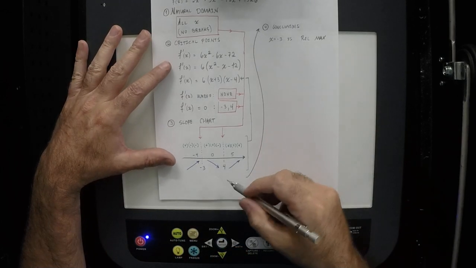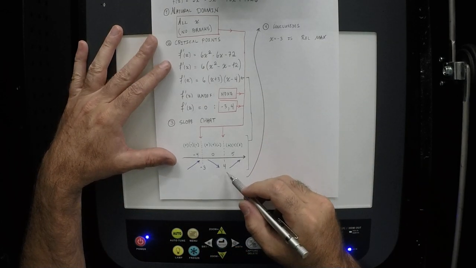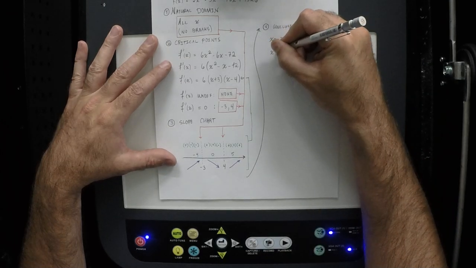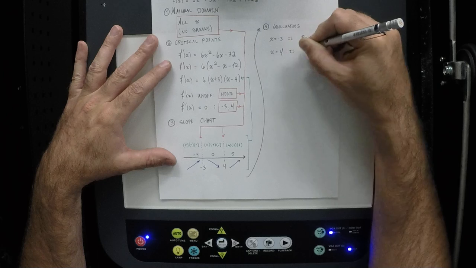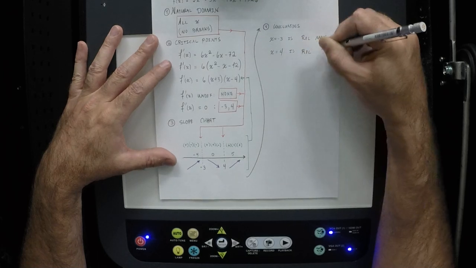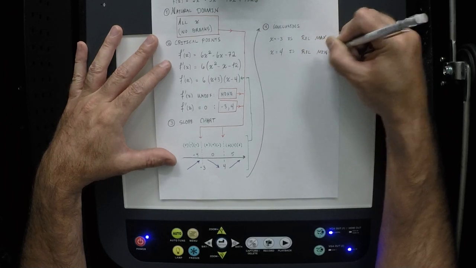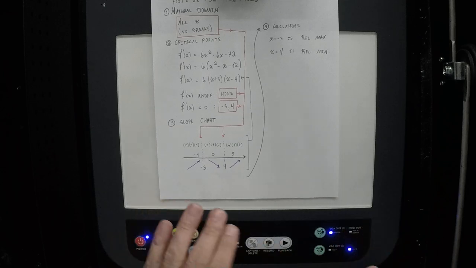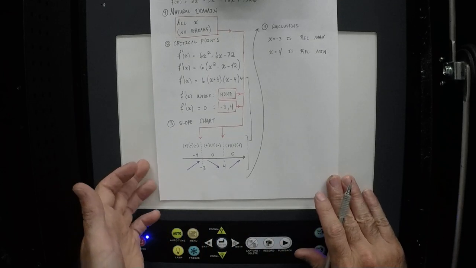Okay, how about this point? What's this? Relative min. Okay. So that's the answer to the question. Okay. To this exercise. Any question about this exercise?